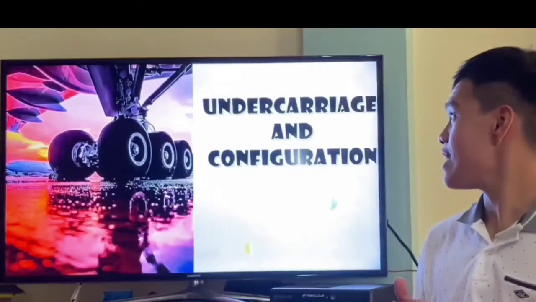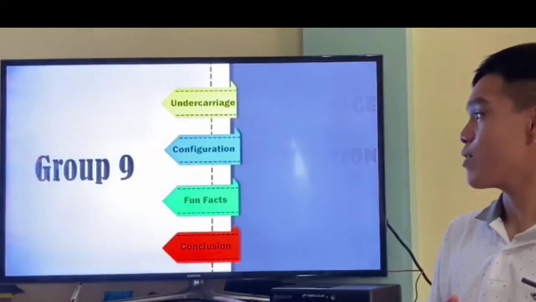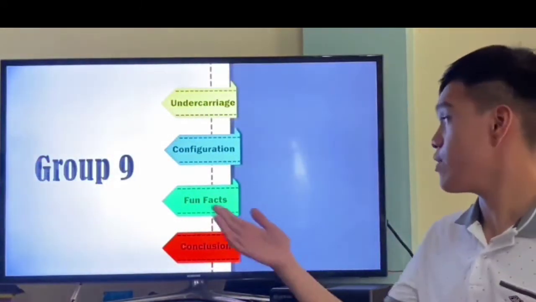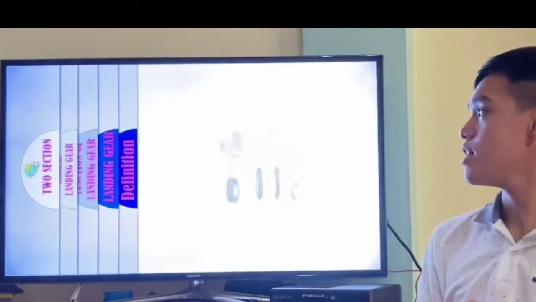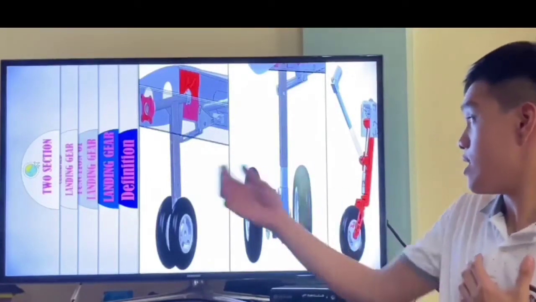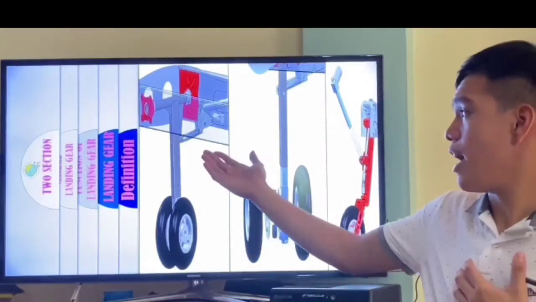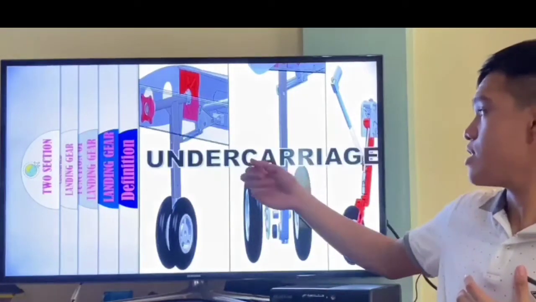Now we're going to discuss the undercarriage and configurations. We're Group 9 and we're going to discuss the configurations, fun facts, and conclusions regarding an undercarriage. So, what do you see in the picture? I, for one, see the tire, the strut, and I call this an undercarriage.